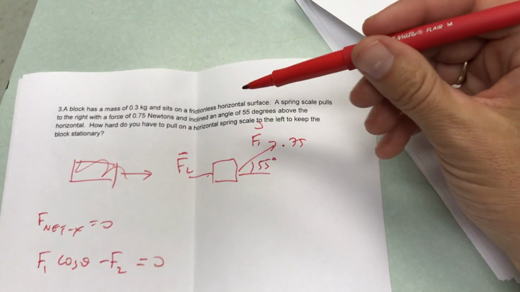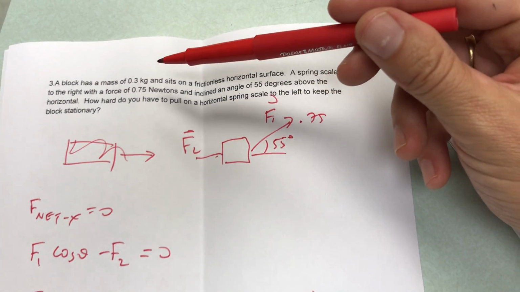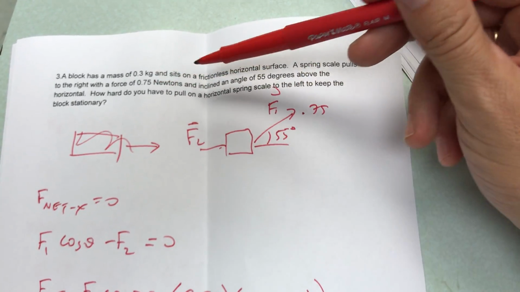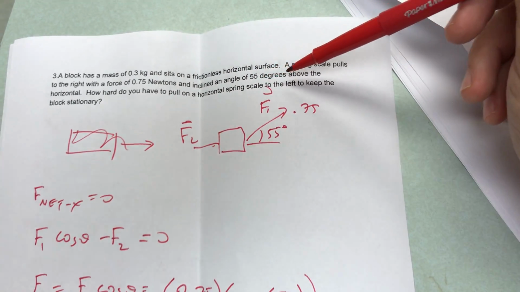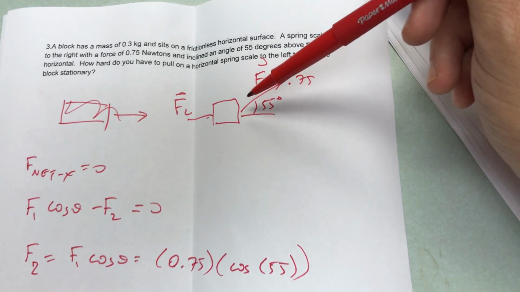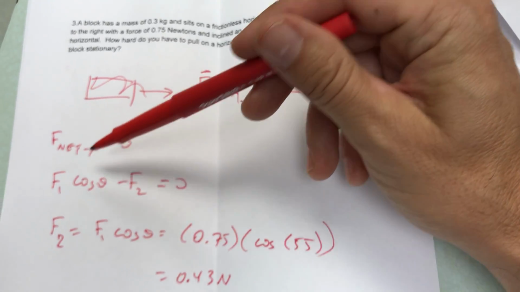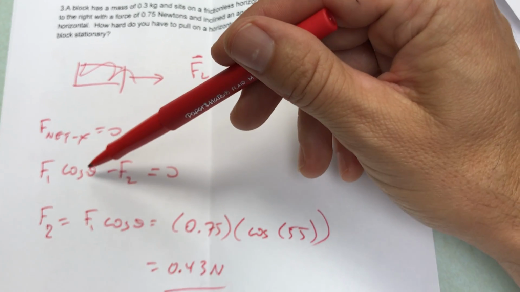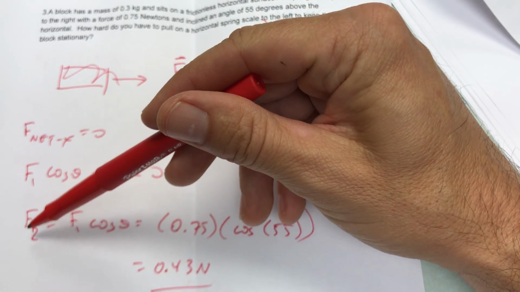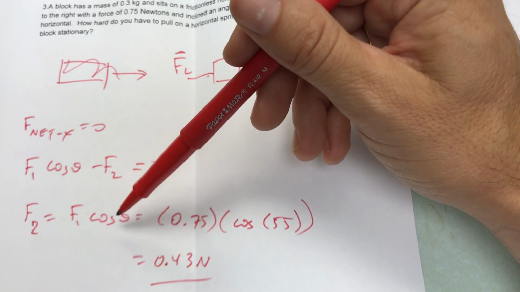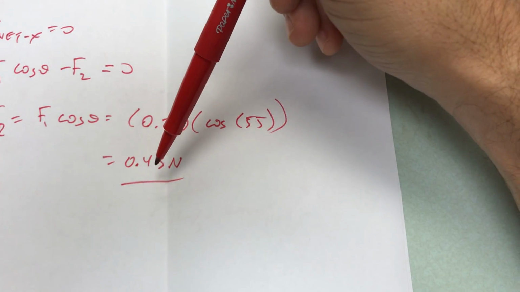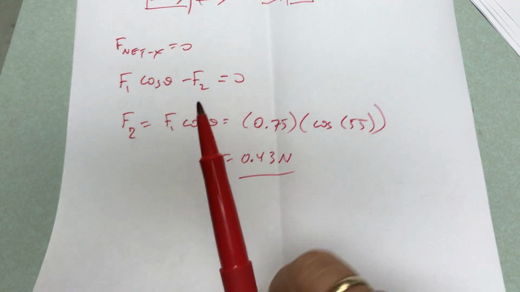Again, another pulling a block problem. In this case, I gave a mass, which you don't need. I pull to the right with 0.75 newtons at an angle of 55 degrees. And the question is, how hard do you have to pull to the left? So it's the same problem. Net force is 0, so F1 cosine theta minus F2 equals 0. Now I'll just solve for F2. F2 is equal to F1 cosine theta, 0.75 times cosine 55, 0.43 newtons.